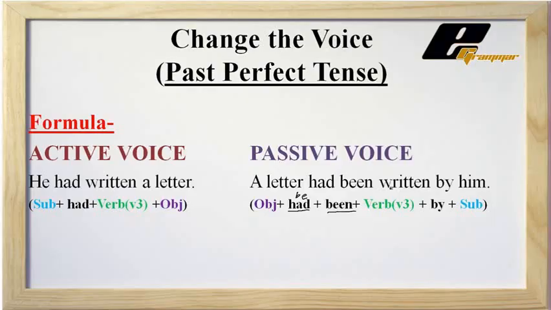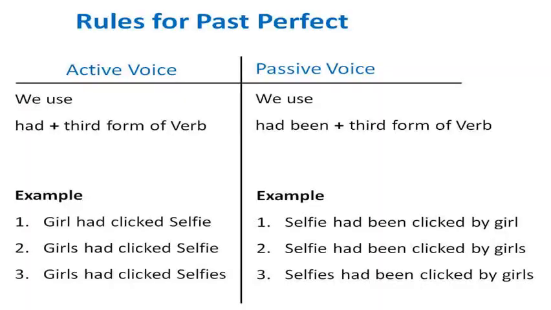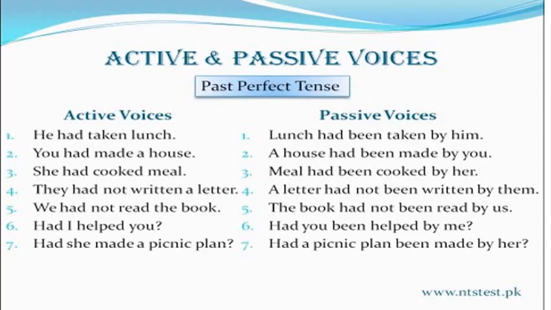The past perfect is the same as the present perfect, but we delete have or has and we add had. He had written a letter, so a letter had been written by him. In all the perfect tenses, the auxiliary verb plus been plus the past participle. Girls had clicked a selfie, a selfie had been clicked by the girls. He had taken lunch, lunch had been taken by him.